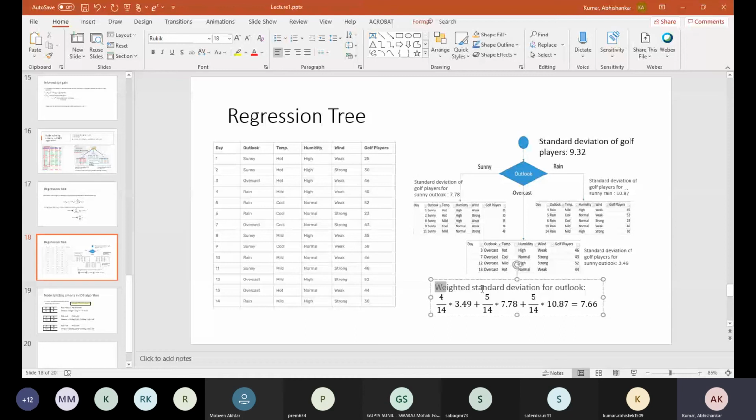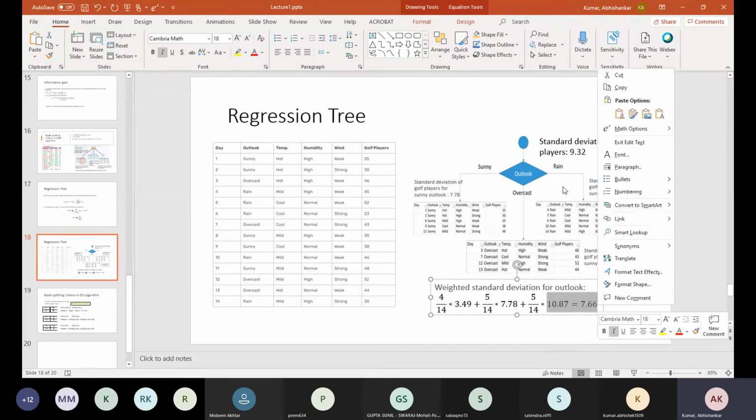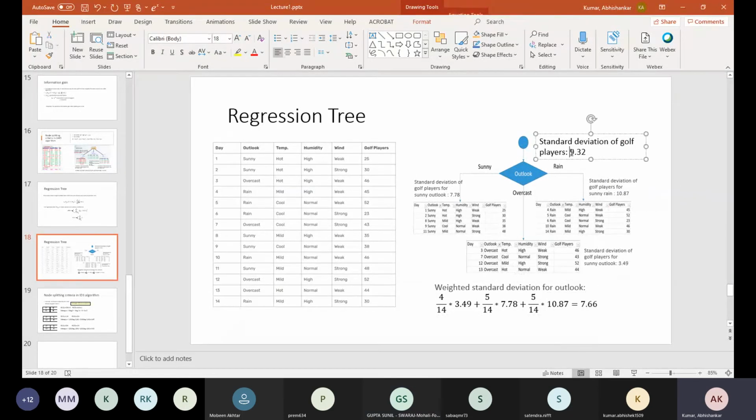Okay, and then you have to get the weighted standard deviation for outlook. The way we weighted the Gini index, in the same way we have to weight this for outlook. Standard deviation for outlook: 4 by 14 into 3.49, 5 by 14 into 7.78, 5 by 14 into 10.87, and then you will get 7.66. So how much randomness you had and how much you are able to decrease it: 9.32 minus 7.66. That much you are able to reduce when you split the node based on the outlook.